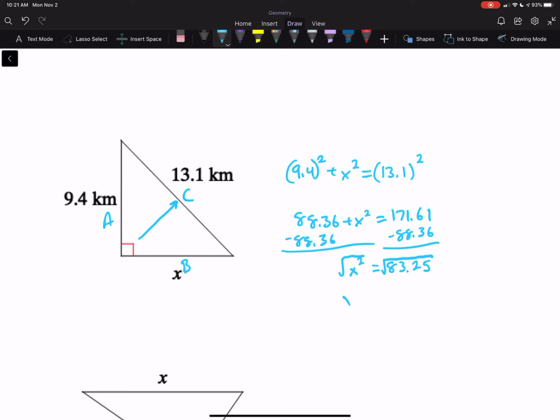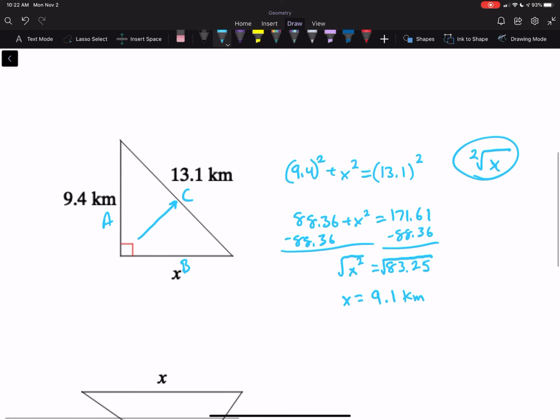So I'm going to get x, and to find this, if you're using your calculator, you type in 83.25, or if you already have it in your calculator, then turn your phone sideways, and there's a button that looks like this. It's got a radical, it's got an x inside of it, and it's got a little 2 on the outside. This is the button that you're looking for. When I do that, I get 9.1. One decimal place is sufficient for this. And I'm going to add my kilometers.